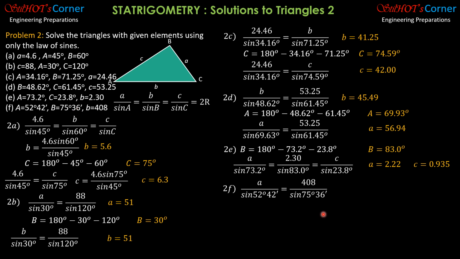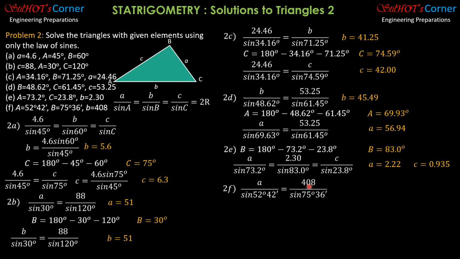So for those who do not yet know how to express an angle in degrees and minutes, there's a mode there, just degree. You just type 52, then the degrees key, then 42, then the same degrees key, and it will automatically be in minutes. Same is true with 75 degrees: key the degree key and press 36, then the same key, and it will automatically be in minutes.